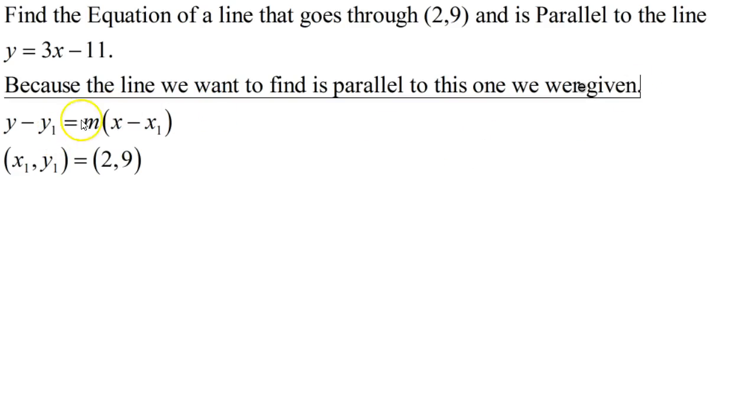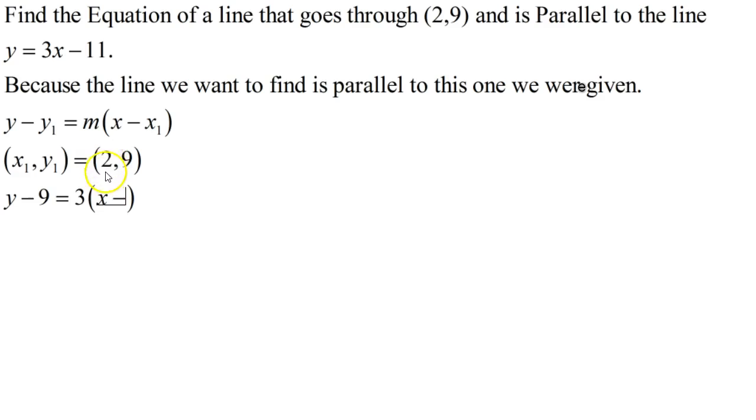So that's the slope we're going to use here to find the new equation, and we're going to use this point (2, 9) as the x1, y1. So let's see what the equation will look like. Y minus y1, which in this case is 9, equals the slope m. The slope is 3, which came from the line we were given in the problem. 3, as usual, the parenthesis, x minus x1, which in this problem is 2.